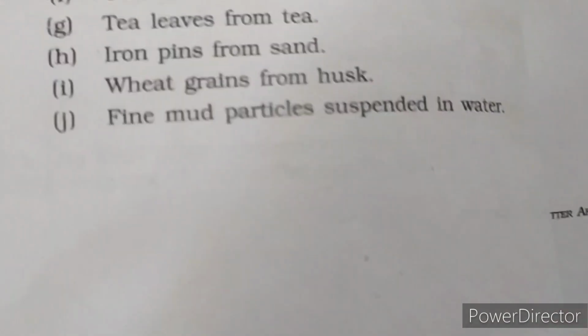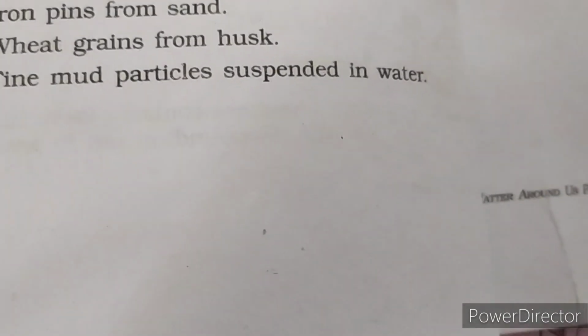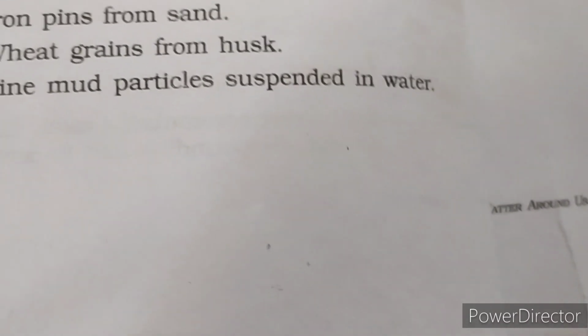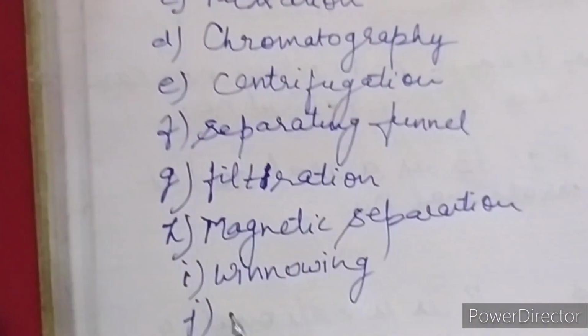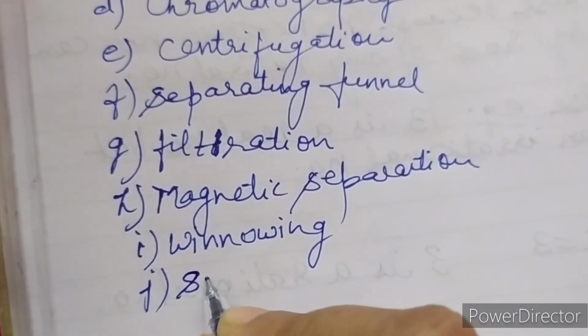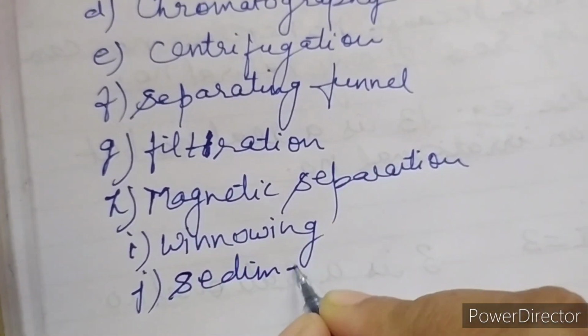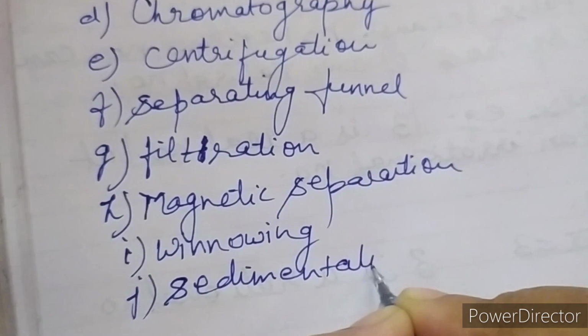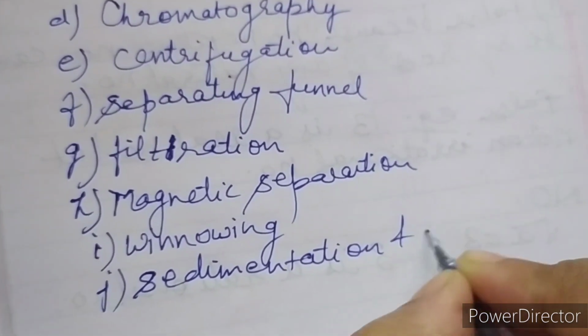And J part is fine mud particles suspended in water, which is separated by sedimentation and decantation, again based on the densities, because mud particles will gradually settle down at the bottom of the tank and you can separate it by sedimentation and decantation.